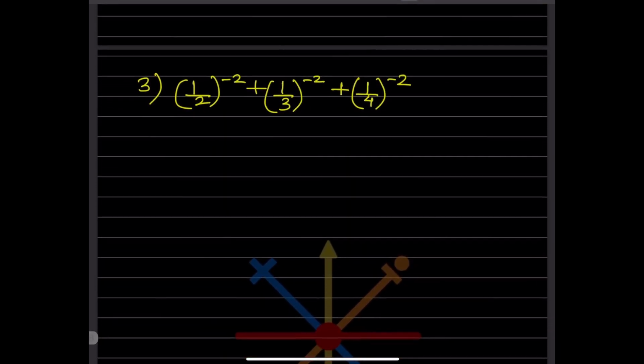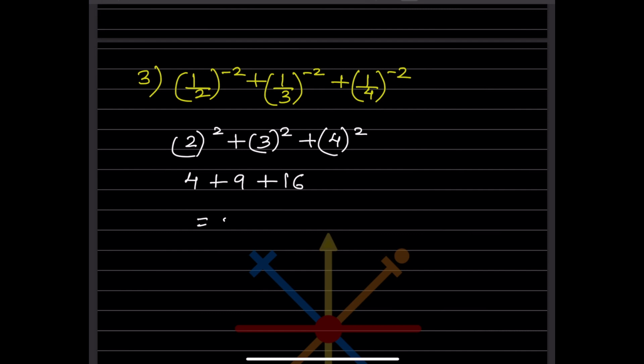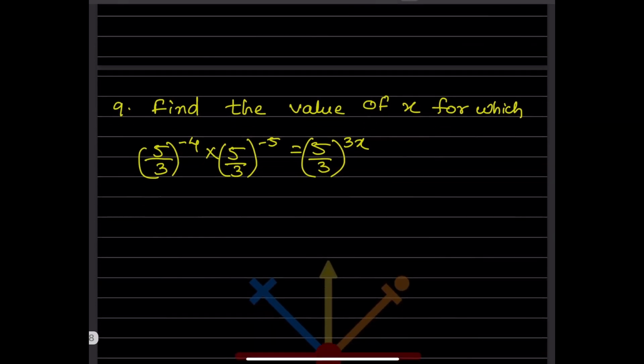Now let us see the next one. We have to make it to positive. So that will be 2 raised to 2. Exponent, because that is negative. Here is going to be 3 raised to 2. And here is going to be 4 raised to 2, because all the exponents are negative. So this will be 4 plus 9 plus 16. So when you add this one, this will be 20 and this will be 29. So answer is 29. So now here we have to find the value of x for which one.